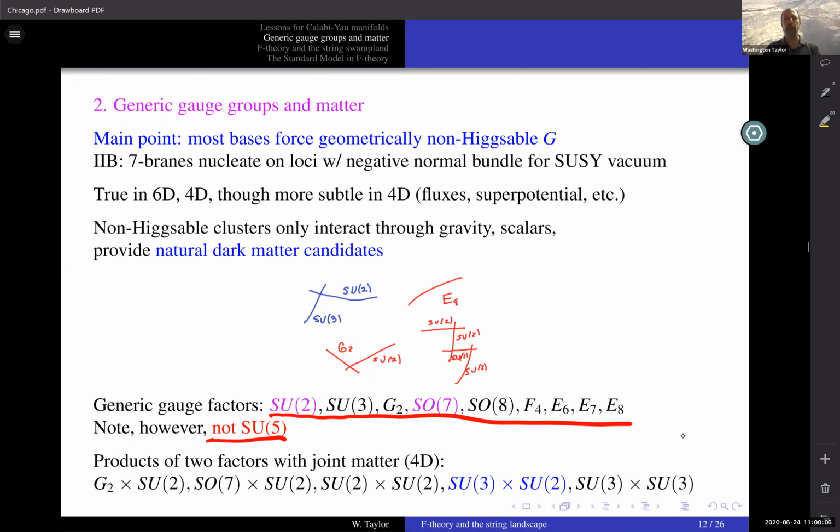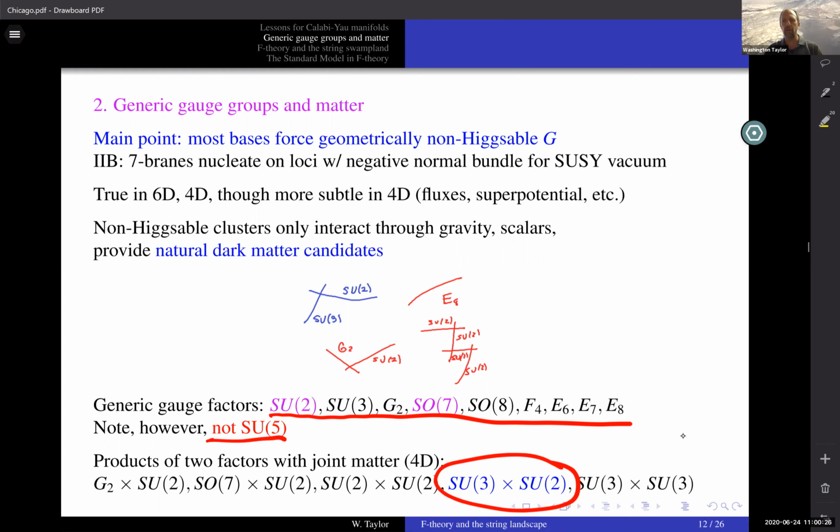There are also products of two factors that include matter, and it's perhaps interesting to note that SU3 cross SU2 is one of the only 5 two-factor products which appears in 4D non-Higgsable structures. And we'll come back to that later when we talk about the standard model.